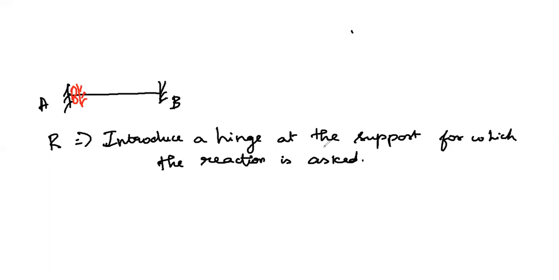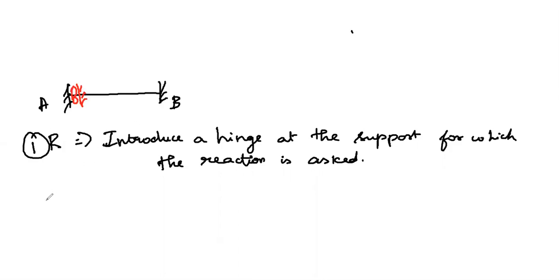Okay, if you are going to find the influence line diagram for the reaction at the point B, you will be applying the hinge at the point B. Since it is asked for the point A, you are applying the hinge at the support A. Okay, this is clear. Next step, this is the Muller-Breslau first step.